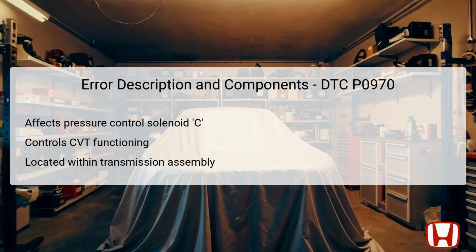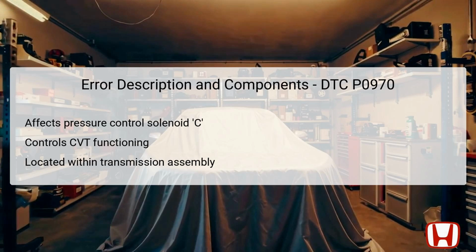DTC P0970 specifically targets the pressure control solenoid C, a crucial component for managing fluid pressures within the continuously variable transmission (CVT). This solenoid regulates hydraulic pressure for optimal gear operation, ensuring smooth transitions and efficient engine performance. The pressure control solenoid C is integrated within the valve body assembly of the transmission, making it less accessible. Being an electrical component, any malfunction can lead to poor vehicular performance or even transmission failure.